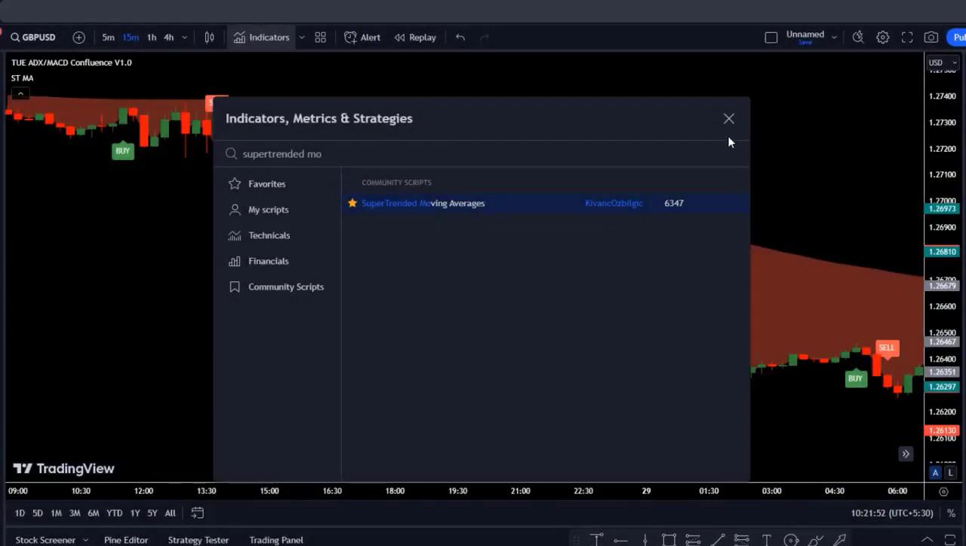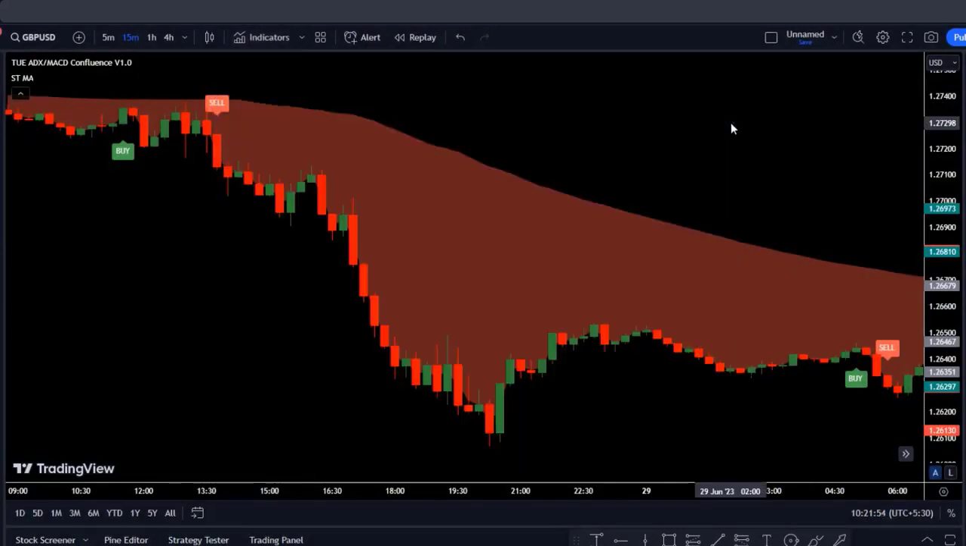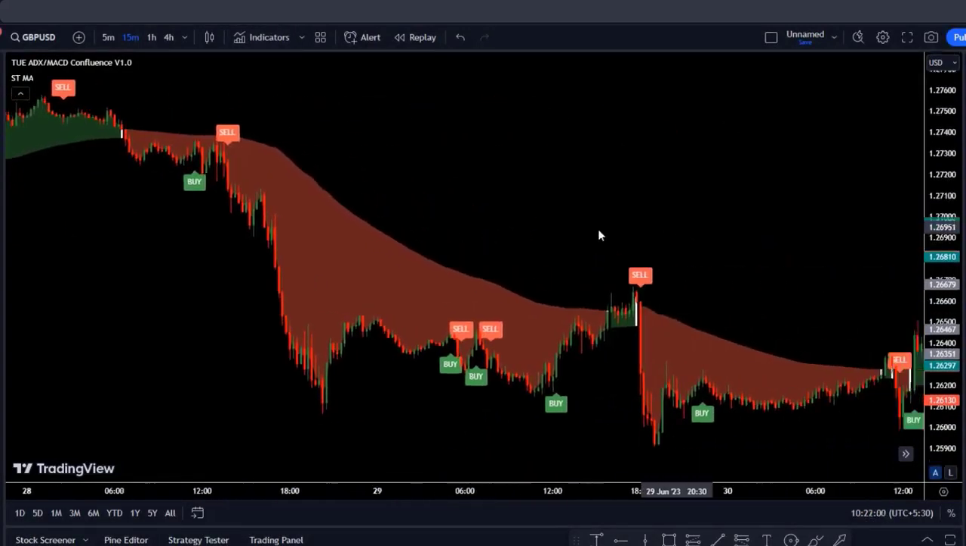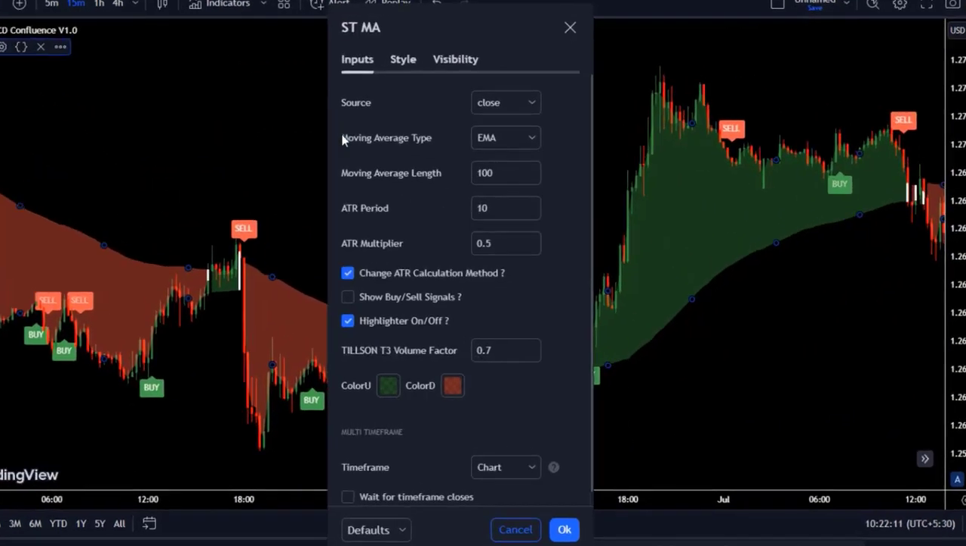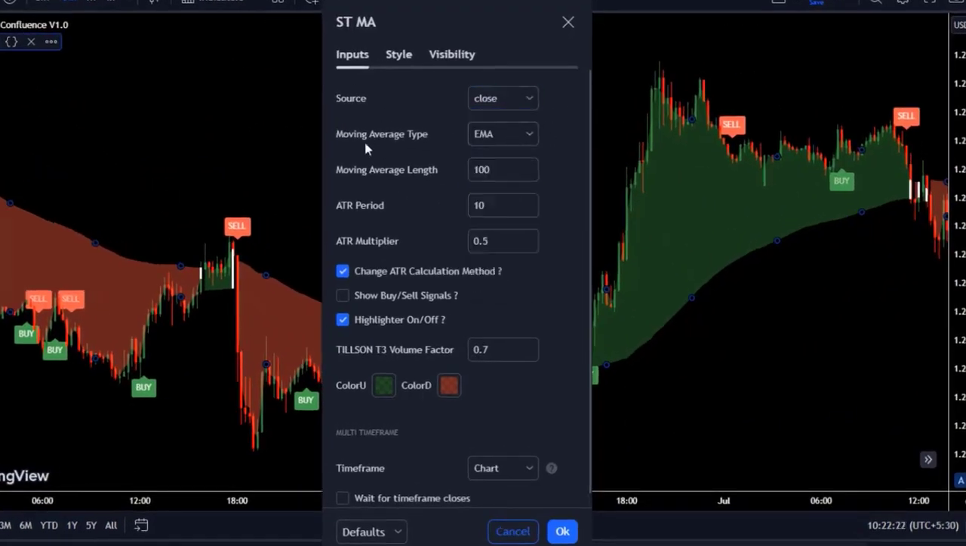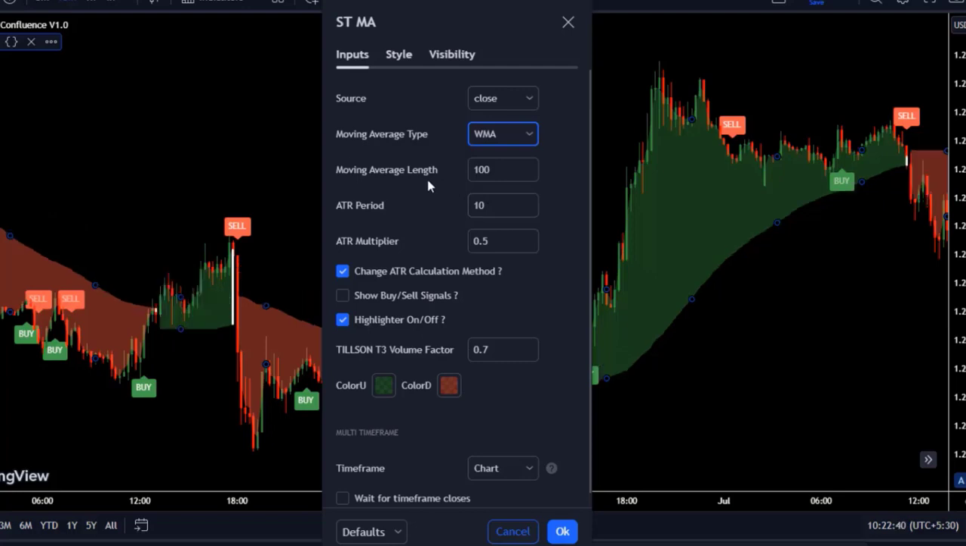Now that we have added the Super Trended Moving Average indicator to our arsenal, let's discuss the settings that we need to optimize for our trading strategy. The first parameter to focus on is the moving average type. It allows you to choose from various types such as Simple Moving Average, SMA, Exponential Moving Average, EMA, and Weighted Moving Average, WMA. For our strategy, we will select WMA as it works best in capturing long-term trends.